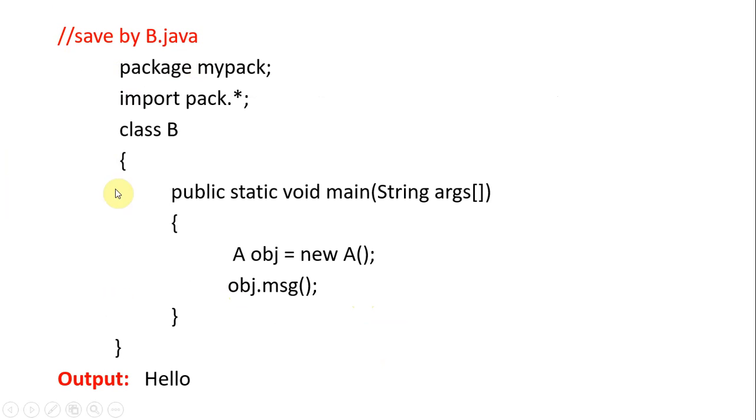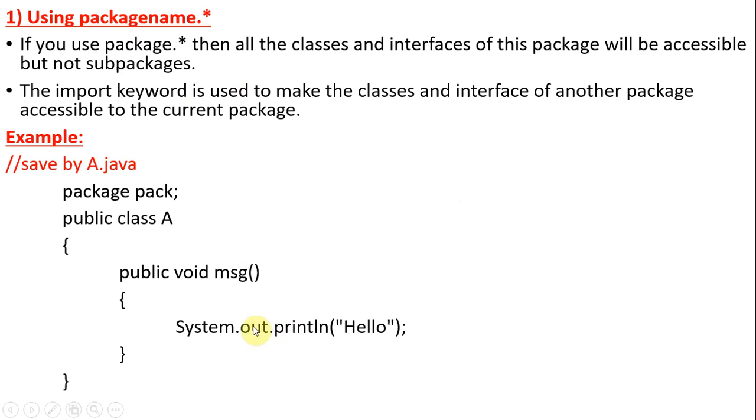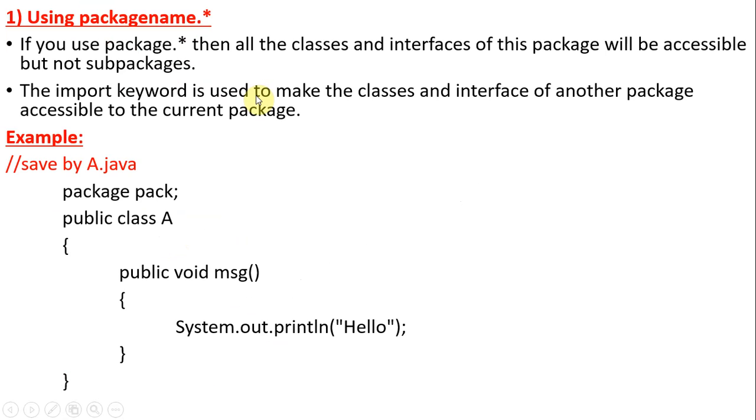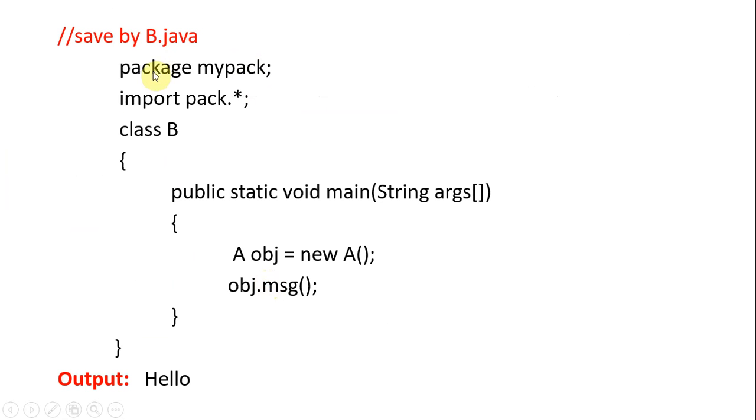So I am creating a new file B.java. In that I am creating one more package. This is package pack with one class and one method, and here I am creating a new package. Like that we can create any number of packages, no issue. So in B.java I am creating a new package mypack. Now I want to access all the pack information here. How is it possible? import is a keyword: import pack.star. Next, class B, with the public static void main method, the compulsory method.